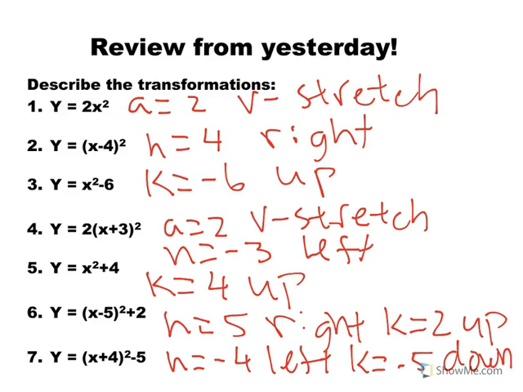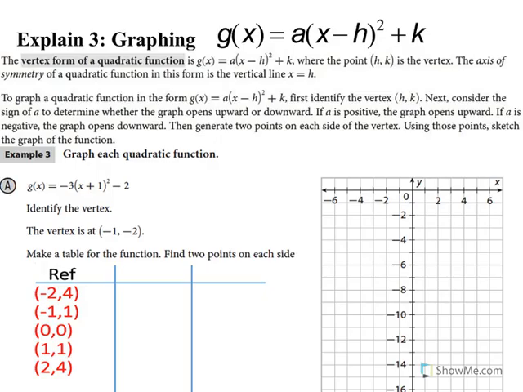Okay, so for day 2, now we're adding our value A to our graph. The vertex form of a quadratic function is g of x equals A times the quantity x minus h, quantity squared, plus k, where the point (h, k) is the vertex. So remember that (h, k) is the vertex. The axis of symmetry of a quadratic function is the vertical line x equals h. So this is part of the vertex here, right?